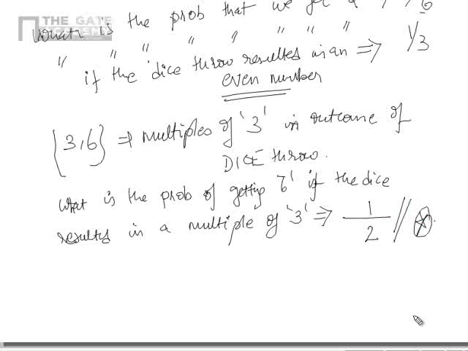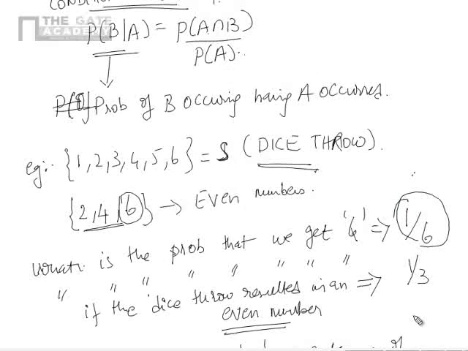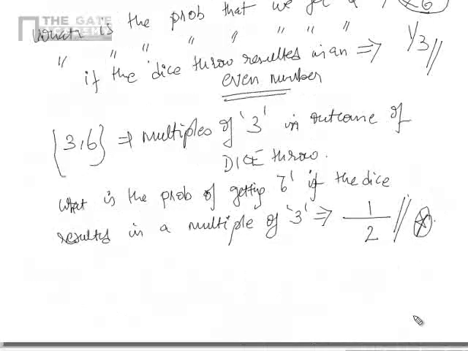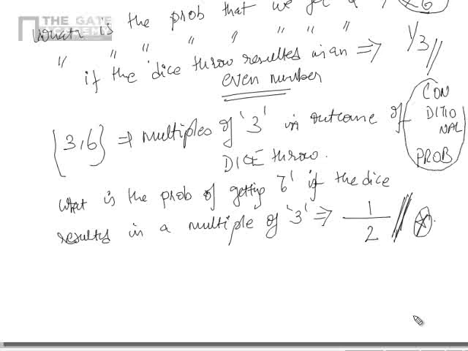So this 1 by 6 that we are discussing is the case of a general probability. These 1 by 2 and 1 by 3 that we got are the case of conditional probability. This is what conditional probability is. Clear? Fine. So with this as introduction, let us proceed further.